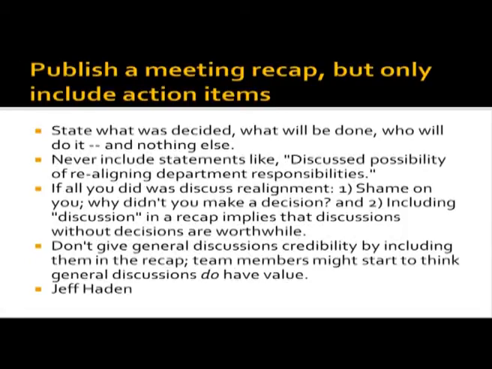So now when you are publishing a meeting recap, whether it's minutes or an email, how must you do it? Just remember the action items. Don't include all the irrelevant details of the meeting. Only include the action items. State what was decided, what will be done, who will do it, and nothing else. Never include statements like discuss possibilities of realigning department responsibilities. If all you did was discuss realignment, shame on you, why didn't you make a decision?